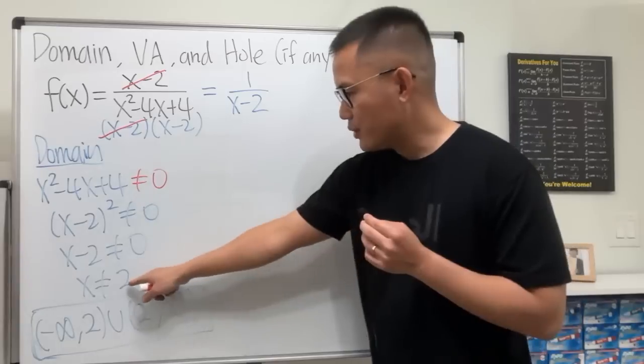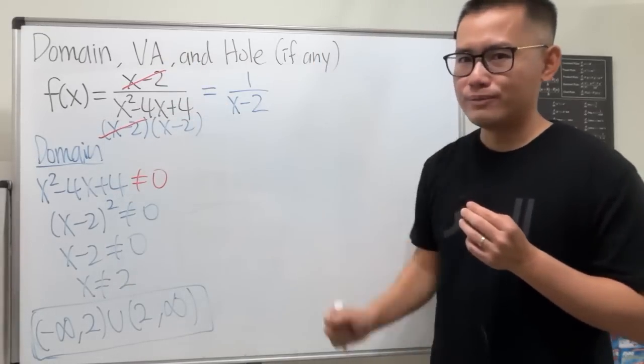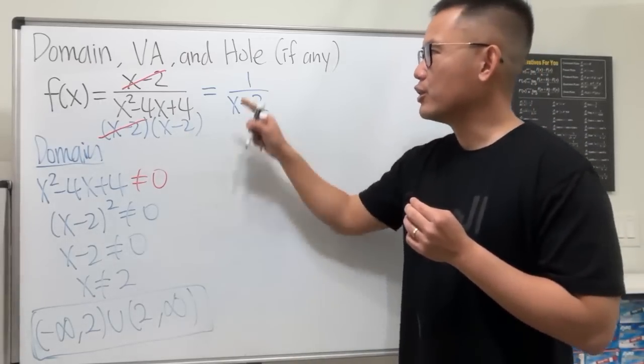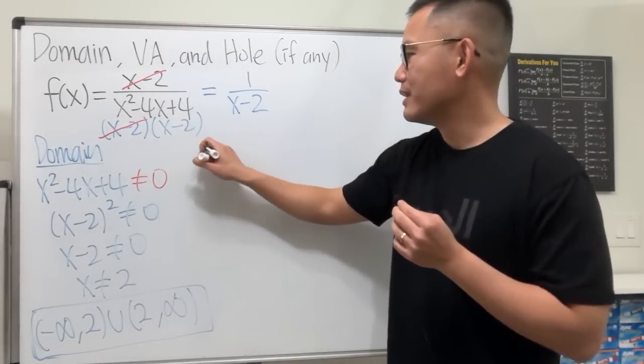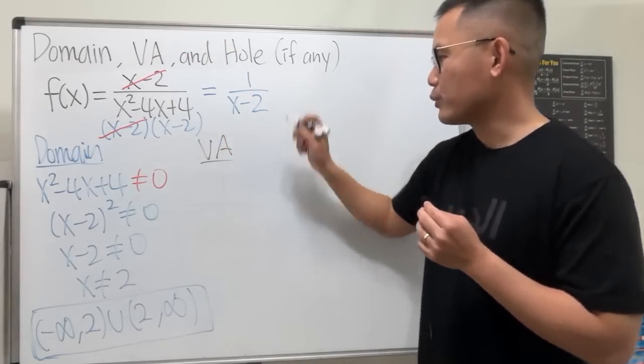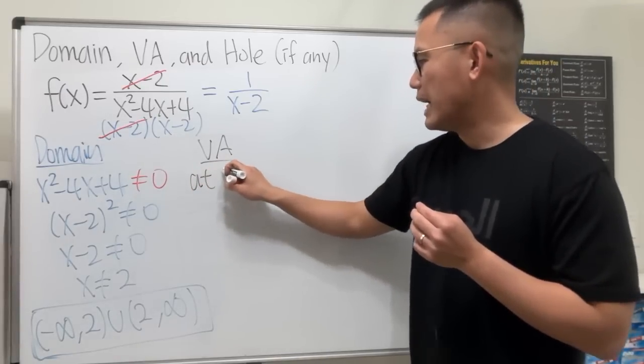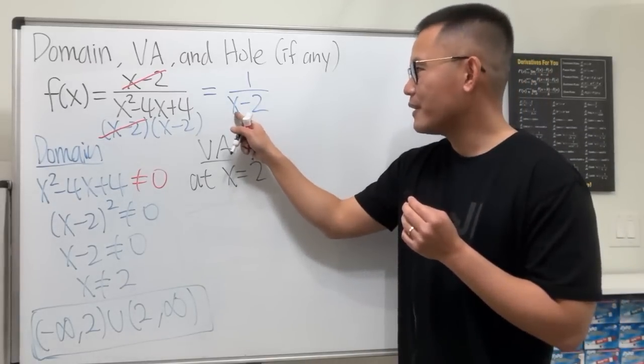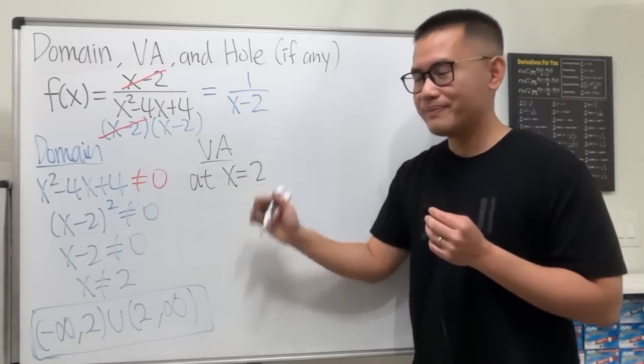So is this 2 a vertical asymptote or a hole? The answer is that the 2 is going to be a vertical asymptote. Remember, you have to look at the final result. Vertical asymptote at x equals 2, because if you plug in 2 in here, you get 1 over 0.